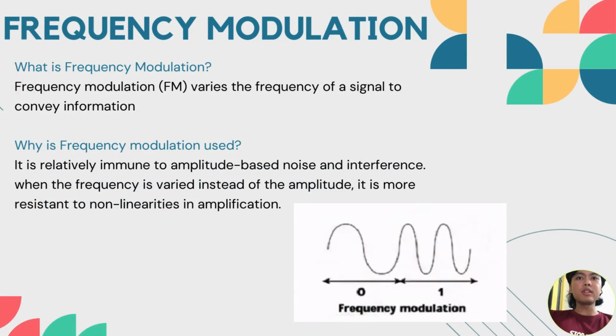Let us start by understanding what frequency modulation is. Frequency modulation varies the frequency of a signal to convey information. It is widely used over AM due to its immunity to amplitude-based noise and interference. When the frequency is varied instead of the amplitude, it is more resistant to non-linearities in amplification. This means that it can handle distortions when signals are amplified that would result in low fidelity. In simple terms, we can say that the data is embedded in high-frequency variations, and we can extract this data at the higher frequency part of the FM signal. For instance, let us look at this figure here.